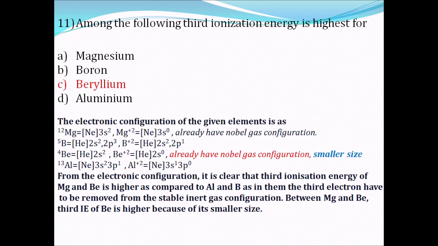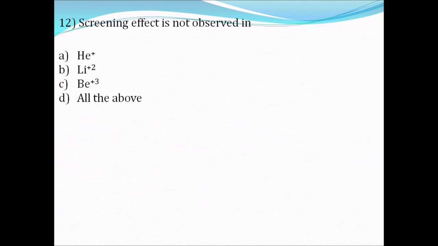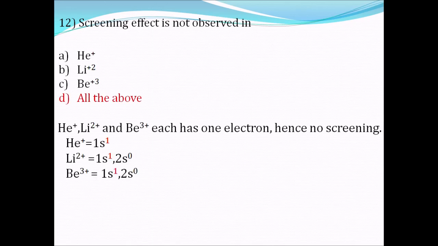The ionization energy is maximum for magnesium and beryllium, because when 2 electrons are removed, it will attain noble gas configuration due to smaller size. Beryllium has the highest ionization energy among the following. Screening effect is not observed in which of the ions? In all the above, the screening effect will not be observed because all those have only one electron in each orbit.